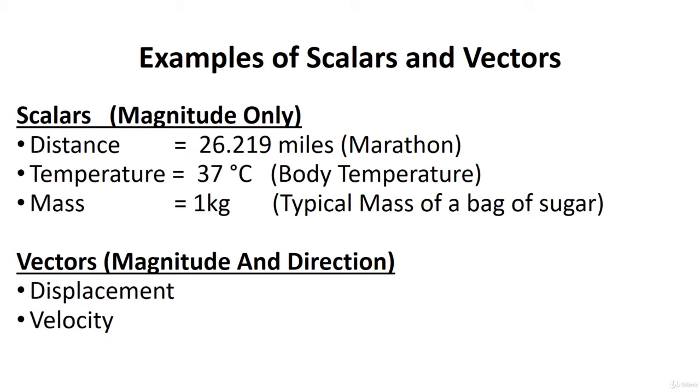Some examples of vectors are displacement, velocity and force. Displacement gives the shortest distance between 2 points and also the direction of travel between those 2 points. Velocity is given by the speed measured in a given direction.